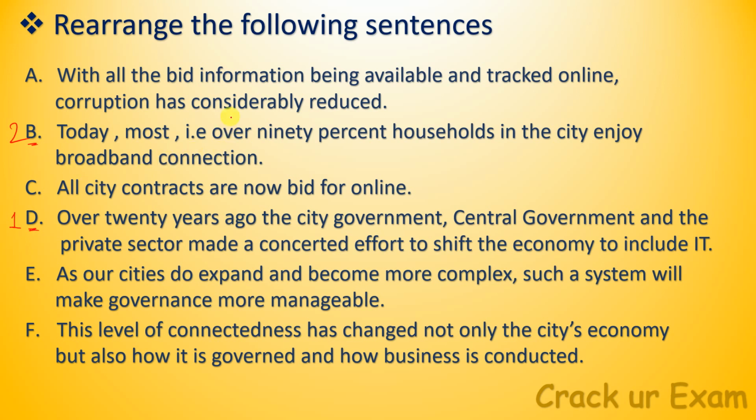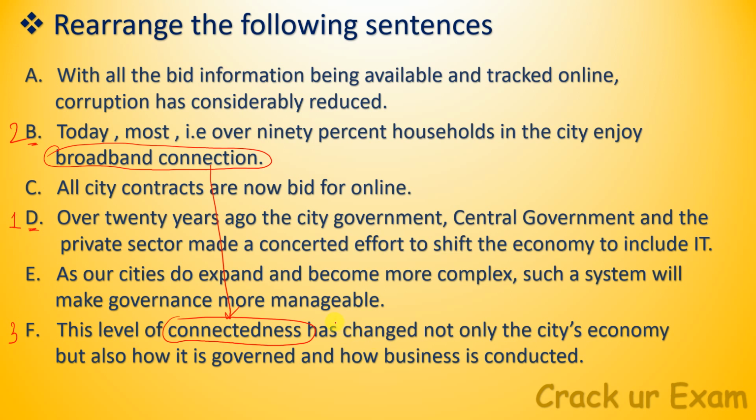So in the second sentence, as you can see, today most, that is over 90% of the households in the city enjoy broadband connection. So you got a new noun here. What is the new noun? As you can see, it is broadband connection. So next, try to find out any sentence having a connection with this noun. As you can see, this level of connectedness. So connectedness may be linked with connection. This level of connectedness means we are talking about broadband connection. So this may be your third sentence: this level of connectedness has changed not only the city's economy, but how it is governed and how business is conducted.